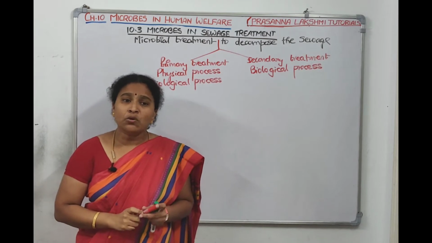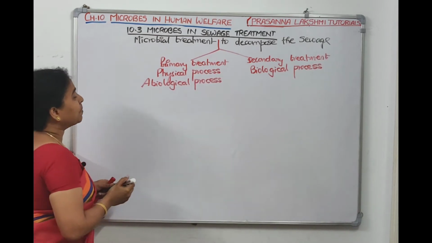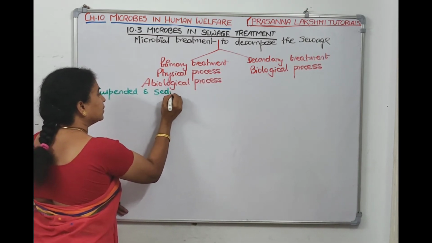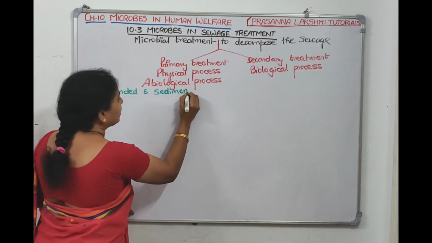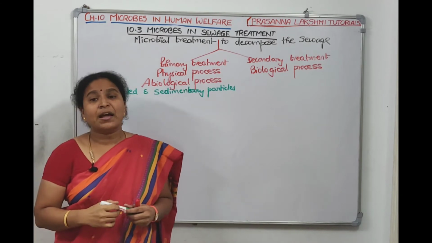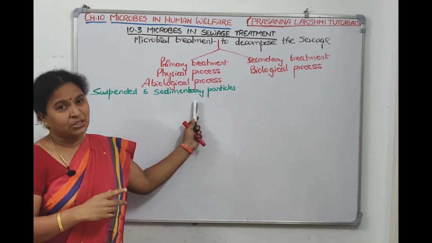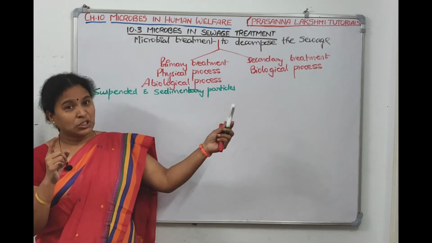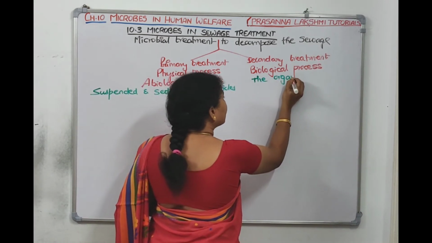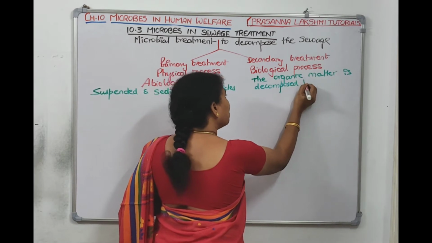Understood till here? Now, what do we do in primary treatment? We remove the suspended particles which are floating, and we remove the sedimenting particles. Suspended and sedimentary means bottom settled particles. Sedimentary particles are removed here. Whereas in secondary treatment we are using microorganisms to decompose the organic matter. So here we do sedimentation and suspended particles are removed. Here what do we do? The organic matter which is present in the sewage will be degraded by microorganisms. In biological treatment, the organic matter is decomposed by microbes.